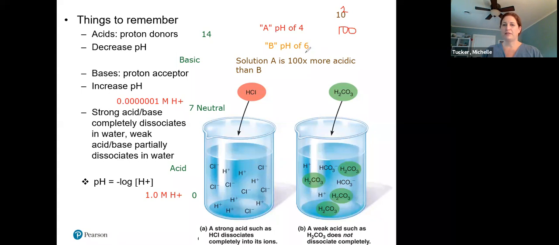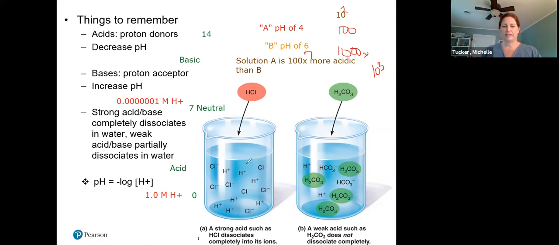If the pH was 7, then solution A would be 1,000 times more acidic, which is 10 to the third, because there's 3 levels of difference, 4 to 5, 5 to 6, and 6 to 7. That's a brief review of pH. If you still need more practice, there are a lot of videos available that will discuss pH.